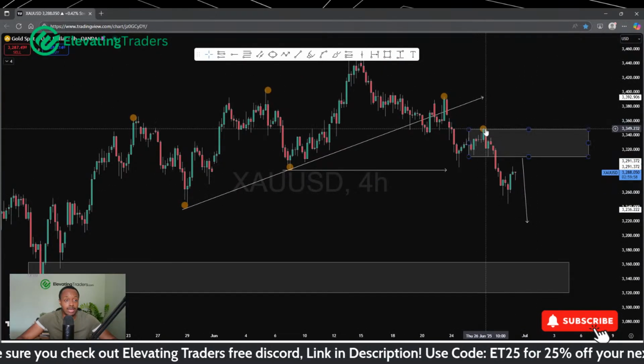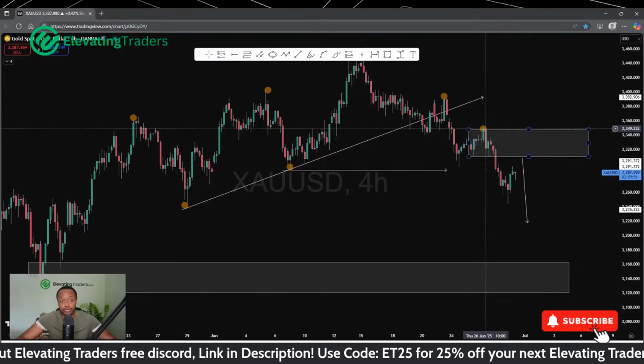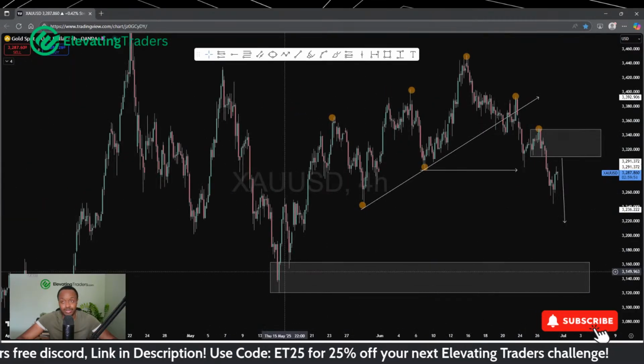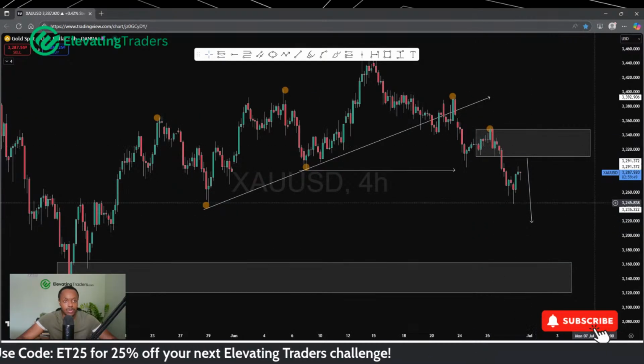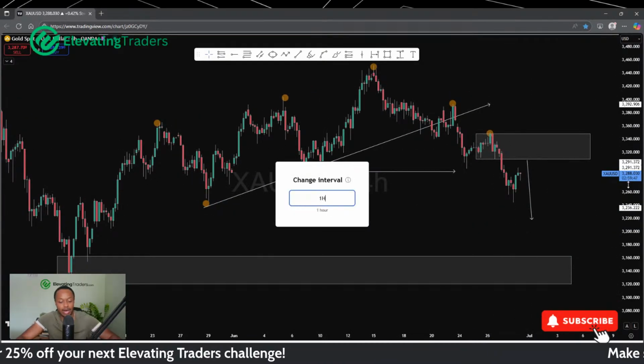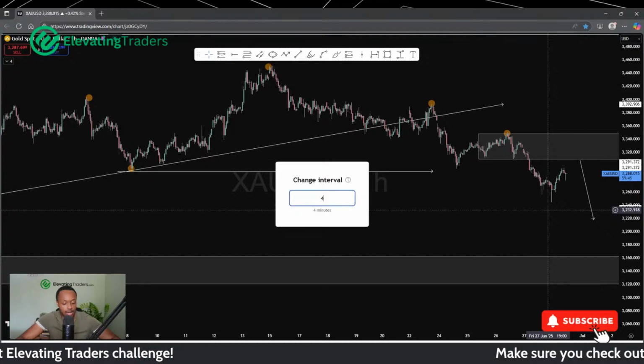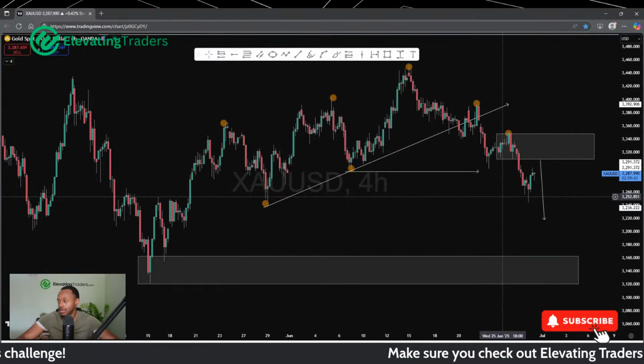Yeah, as long as we don't take out that high at 33.50, I would suggest gold is likely to fall back into support. I think this could be a good trade on the lower time frames, like an hourly chart. But yeah, bearish on gold, expecting more downside this week.